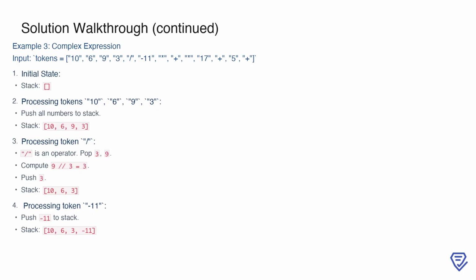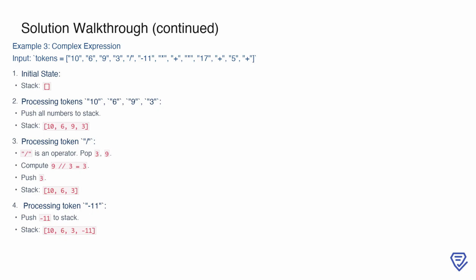Here, we are solving a more complex expression with the input tokens 10, 6, 9, 3, /, 11, plus, 17, plus, 5, plus. Initially, the stack is empty. We start by processing the first 4 tokens, 10, 6, 9, and 3. Since these are all numbers, we convert each of them to integers and push them onto the stack sequentially.